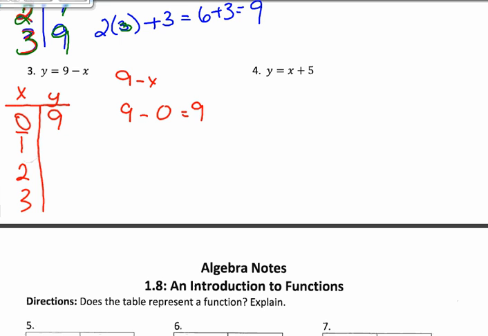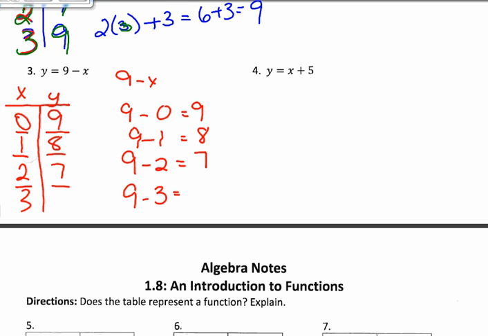So when I put in 0, I get out 9. Next one, 9 minus 1, we get 8. So when I put in 1, I get 8 out. Next one, 9 minus 2, 7. So when I put in 2, I get 7. And my last one is 3. 9 minus 3 is 6. So when I put in 3, I get 6 out. Again, I'm putting all of my numbers in for x, one at a time. My answer goes on the right-hand side. The number on the left-hand side tells me what I'm going to plug in.